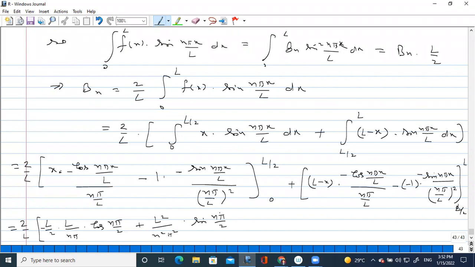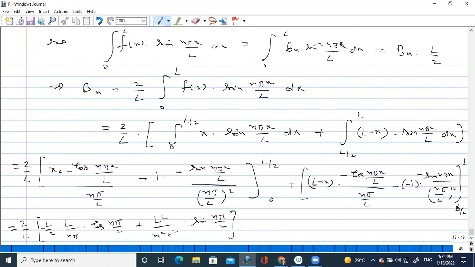So this is the L by 2 portion, and minus, you put x equal to 0. So x is 0, so this is totally 0, so leave it. Again here you put x equal to 0, that will be sin 0, sin 0 is 0, so it is finished.